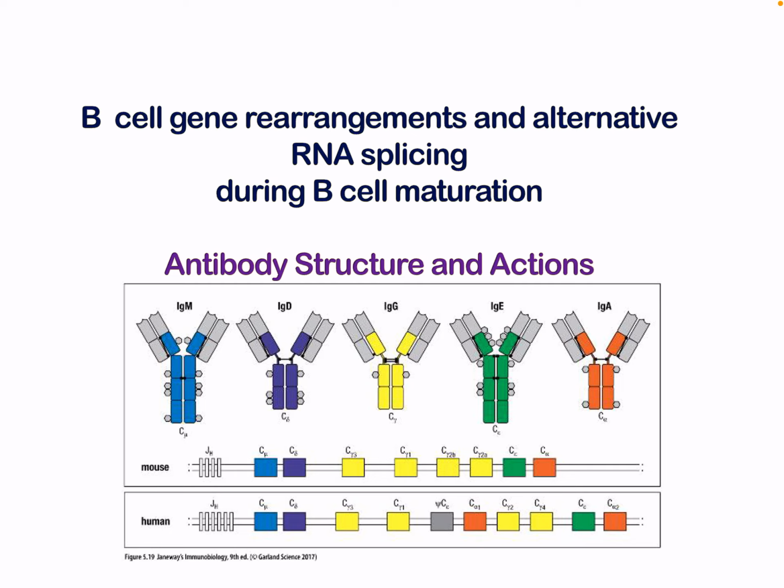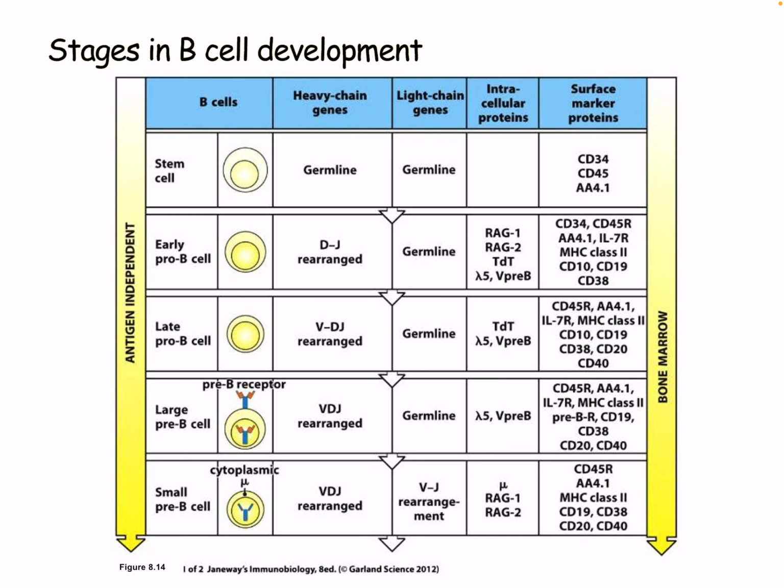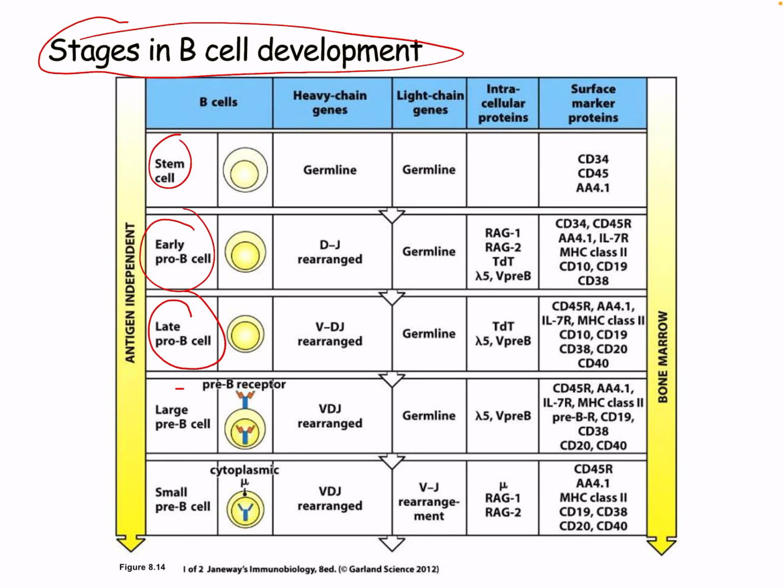Hello everyone, so today we're going to be looking at B-cell gene rearrangements, as well as alternative RNA splicing and antibody structure and actions. Some of the stuff we've gone over, but we're just going to go into a little more detail today. So just an overview, we've seen this figure before, our stages in B-cell development. We go from our stem cell, early pro-B-cell, late pro-B-cell, large pre-B-cell, and then our small pre-B-cell, and then we have our naive B-cell, as we'll see.